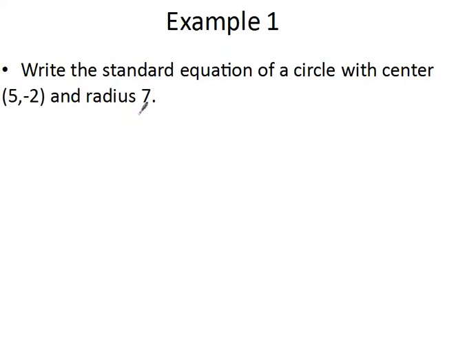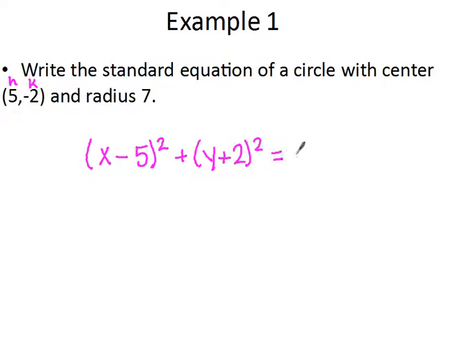So to do this, we're going to write the standard equation of a circle with center 5, negative 2. So this is h and k, and then radius of 7. So we go x minus h squared plus y minus k, and since k is negative 2 here, it becomes a plus, squared equals radius squared, which would be 49. That is the equation of that circle.